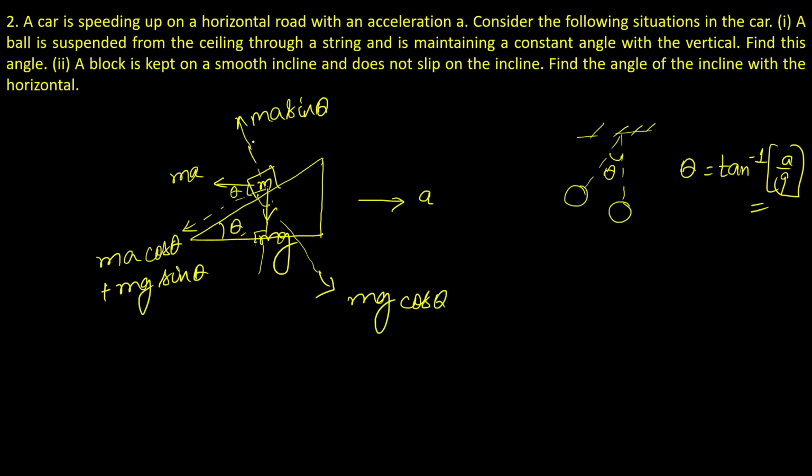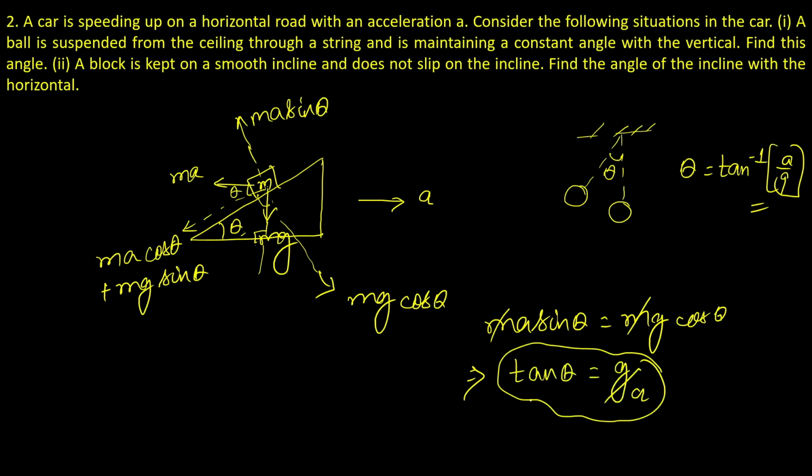So again, if I equate the forces in this direction, perpendicular to the incline, then ma sin theta is equal to mg cos theta. So this m cancels out and we are left with tan theta is equal to g upon a. Okay, so this is what I'm getting over here. Tan theta is equal to g upon a, and here tan theta is equal to a upon g. See over here, what a good mistake I have committed in this question.